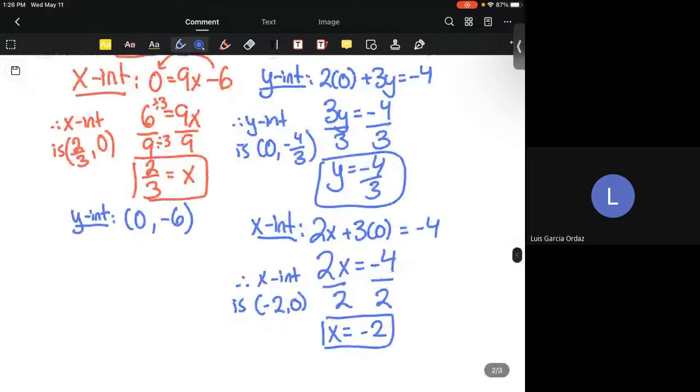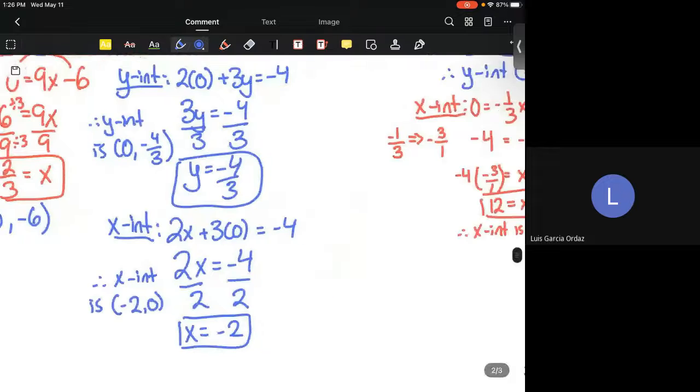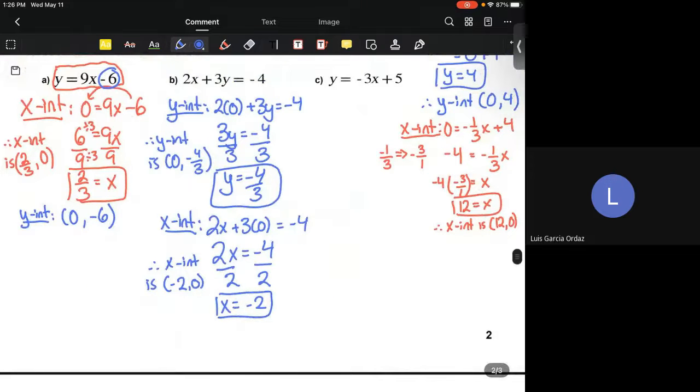So you guys are going to do C on your own, okay? And you're going to figure that one out on your own for C, which is pretty easy because it's already in y is equal to mx plus b. So you have your y-intercept already. You just got to find the x. So it'll take like 2 minutes to do C.